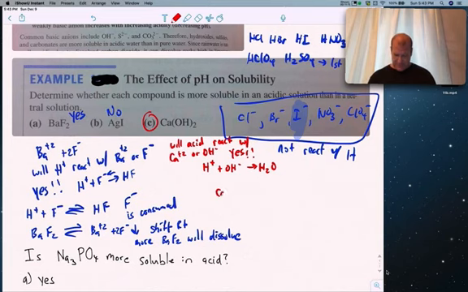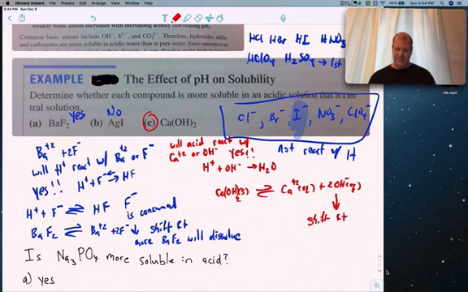So calcium hydroxide solid, I should put 2. Calcium plus 2 aqueous plus 2 OH minus aqueous. This will cause the concentration of hydroxide to go down and we will shift right by Le Chatelier's principle. So this one is yes.